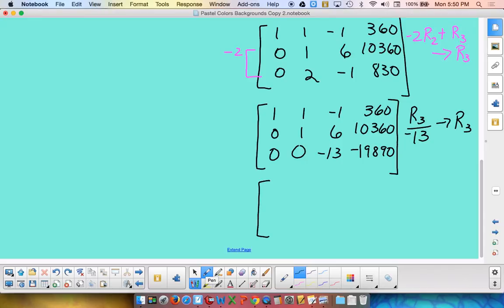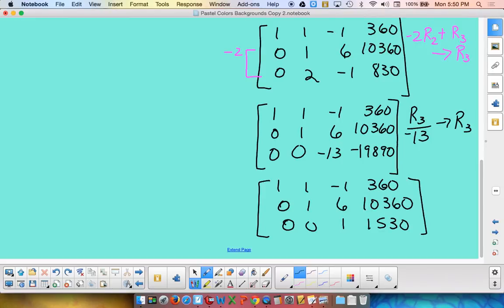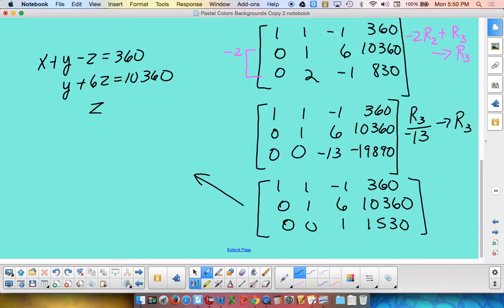So that's going to give us, leaving our other equations alone, 0, 0, 1, and then the question of the day: when I divide that by negative 13, I get a whole number. So, hey, wow, we probably didn't mess this up. We get 1,530. Now you can go ahead and proceed to solve the problem. I'm coming back over here now to write these out. I now have equations x plus y minus z equals 360. Y plus 6z equals 10,360. And of course, then we have just solved for z, and z itself is 1,530.